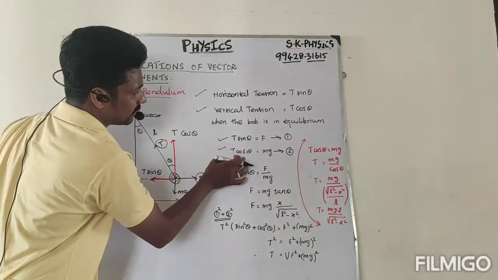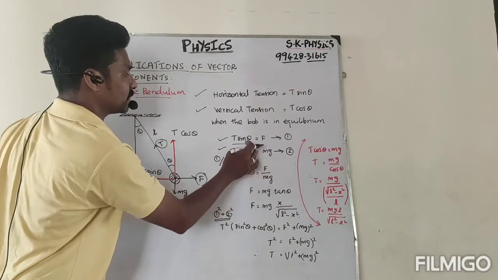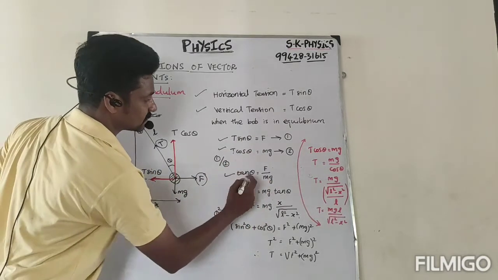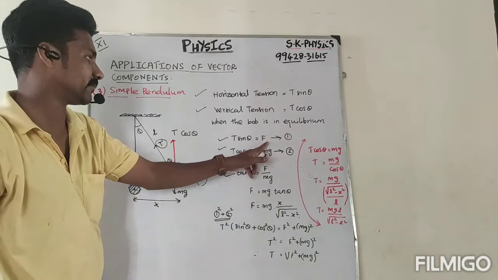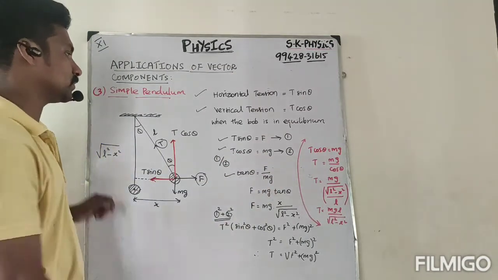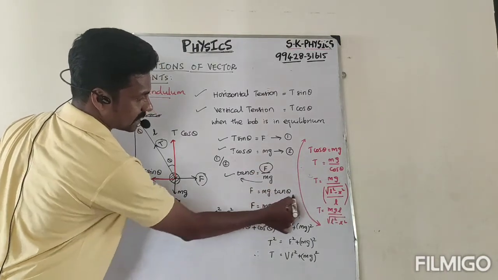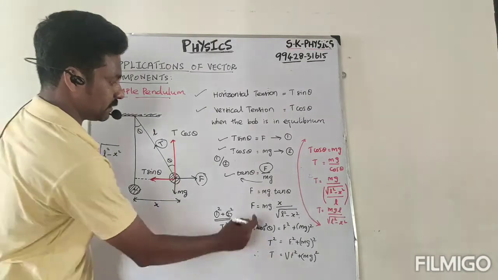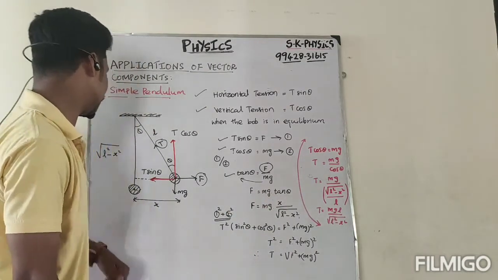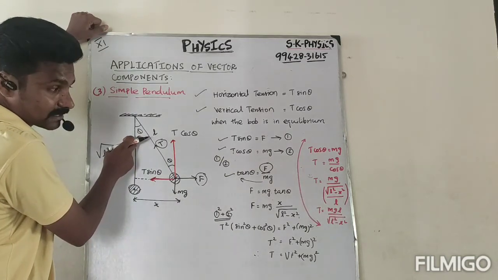Equation 1 divided by equation 2. So T sin theta divided by T cos theta. What happens? T will be cancelled. Sin theta divided by cos theta is tan theta. Now F by mg equals tan theta, so therefore F is equal to mg tan theta.